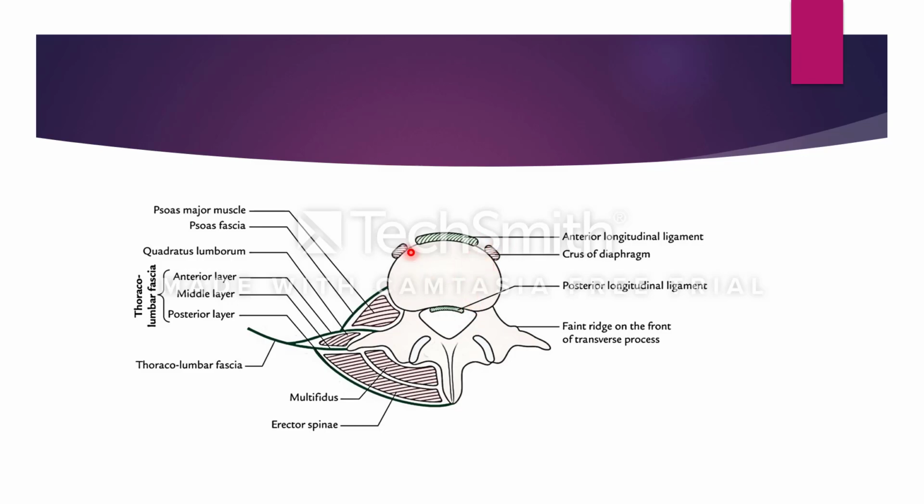This one is the left one and this is the right one. The right crus of the diaphragm will be attached to the upper three lumbar vertebrae, and the left crus of the diaphragm will be attached to the upper two lumbar vertebrae.